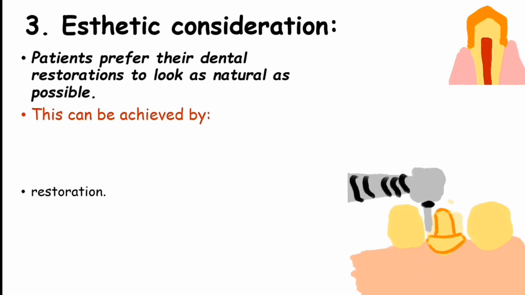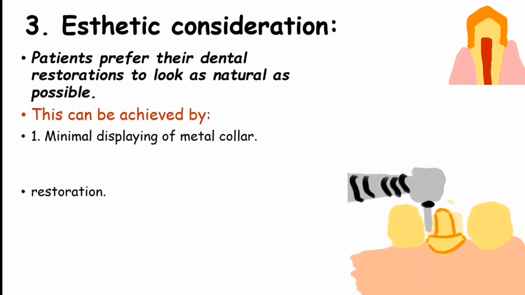So the third principle of tooth preparation is aesthetic consideration. Patients prefer their dental restoration to look as natural as possible. Of course, all patients want their artificial teeth to look as natural as the natural teeth. This can be achieved by minimum display of metal. There should be minimum display of metal while we are giving a crown.